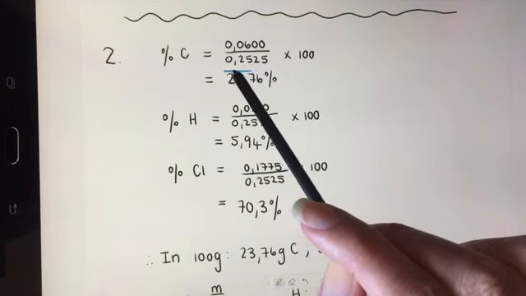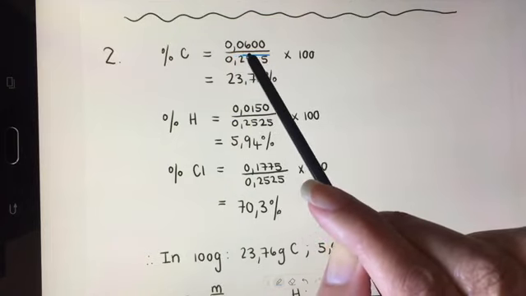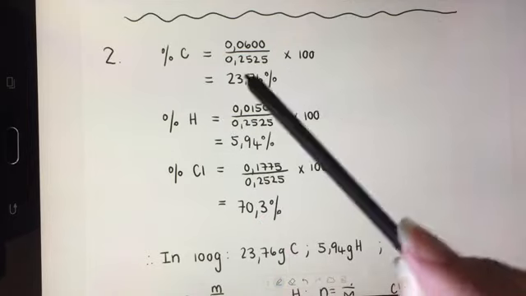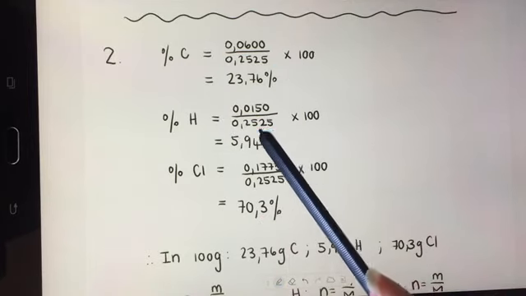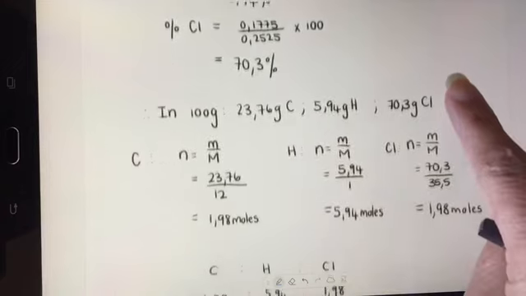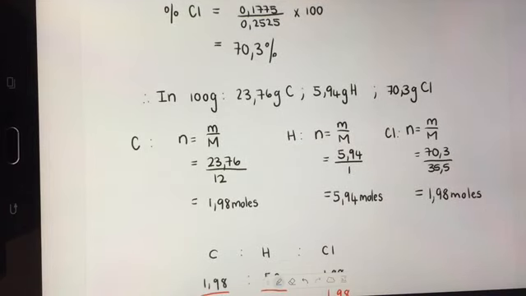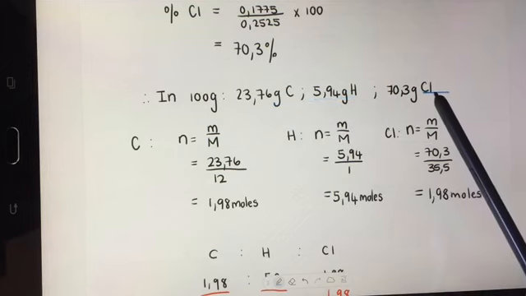Then the second example, so percentage composition first. Out of 0.2525, I've got 0.06 grams carbon. So I calculated the percentage carbon. In the same way, I calculated the percentage hydrogen, and I calculated the percentage chlorine. And then if I had 100 grams of this substance, I'll have so many grams carbon, hydrogen, chlorine.